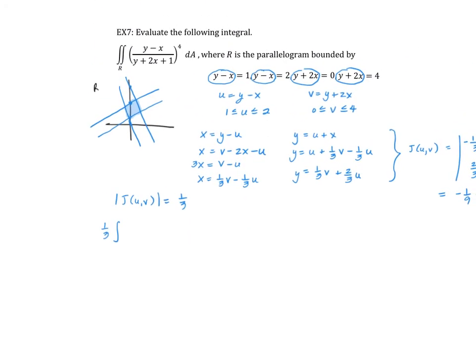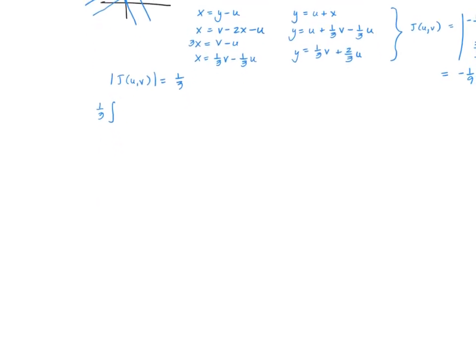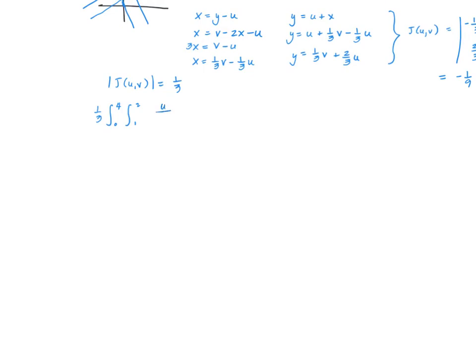Let me go back to the integral. Y minus x, that's going to be my u. Y plus 2x is v, and then a plus 1. So this is going to be u over v plus 1 to the 4th power. Maybe I'll do u first. I'll put u as my inner integral. I don't think it matters, but I'm going to put v on the outside. So v went from 0 to 4. U was 1 to 2. This is going to be u over v plus 1 to the 4th. And I pulled my Jacobian out. I'm going to do du dv.